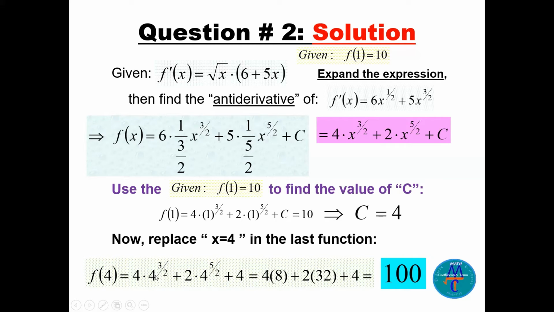So we have 4 times 4 to the power 3 over 2 plus 2 times 4 here to the power 5 over 2 plus 4. So we leave this 4. This one here, we put 2 squared to the power 3 over 2. We cancel the 2. We get 2 cubed, which is 8. This one also, 2 squared to the power 5 over 2. We cancel the 2. We get 2 to the power 5, which is 32, plus 4. So multiply 4 times 8, plus multiply 2 times 32, plus 4. You get 100.